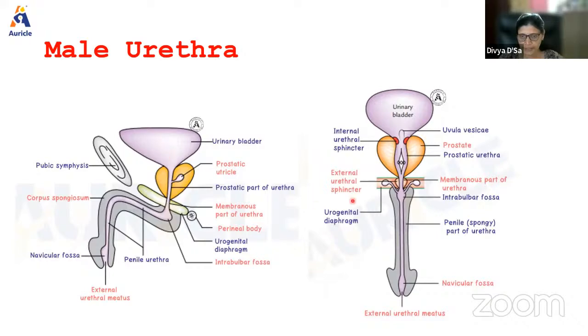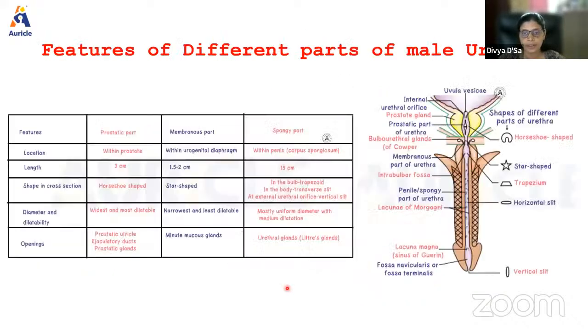When we take a cross section of the different parts of the male urethra, we see different shapes. Near the pre-prostatic part, it is stellate in shape. The prostatic part of the urethra is like a crescent, with the convexity to the front, like a horseshoe shape you can see here. The membranous part is again star-shaped, or stellate. The spongy part differs at different places. At the bulb of the penis, near the bulb, it is trapezoid.